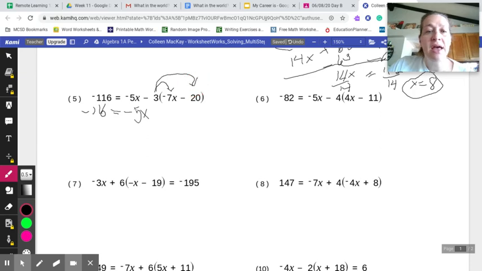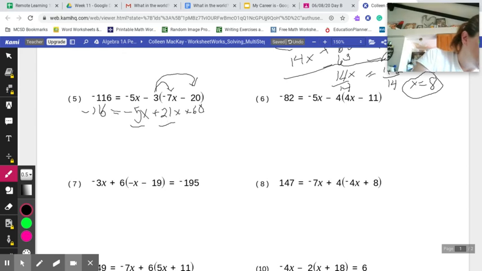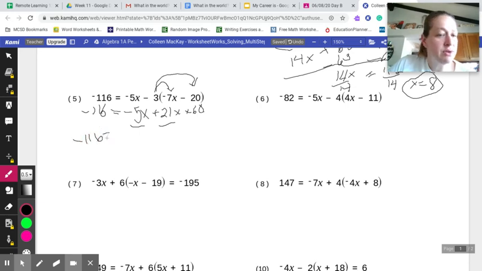And remember, same thing. The sign that's in front of the 3 goes with it. So negative 3 times negative 7 is positive 21x, because there's an x there. Negative 3 times negative 20 is positive 60 because a negative times a negative is a positive. Okay. Now, looking at this, we can combine the negative 5x and the negative 21x because they're on the same side. So 21 minus 5 is 16. So negative 116 equals 16x plus 60.